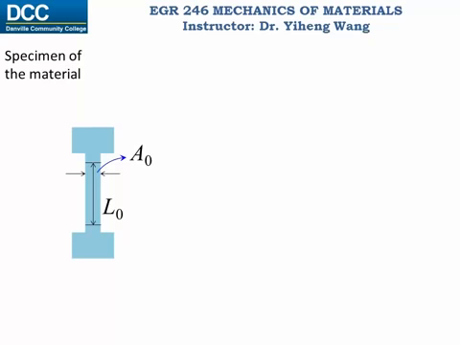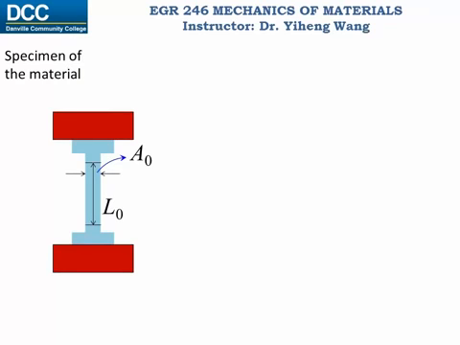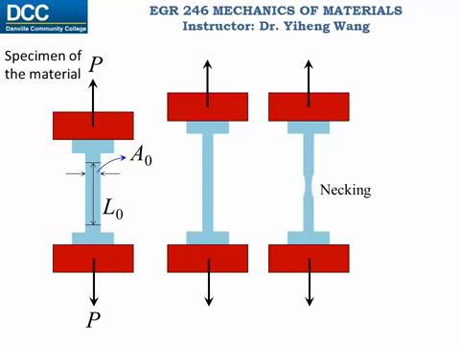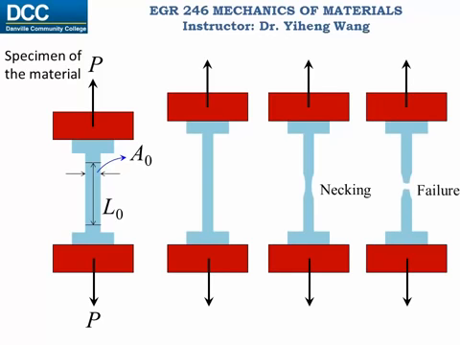And then we install this specimen into the testing machine by screwing or clamping the two ends of the specimen into the machine, and the machine starts to pull this specimen, applying tension forces on it. Then the specimen will deform under the continuous pulling and gets longer and thinner under the tension forces. And if this continues, this specimen will start necking and eventually fails. And that completes the experiment.